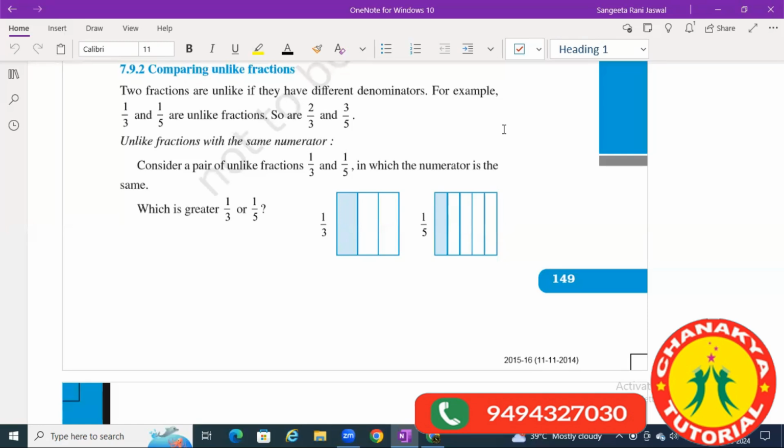Ma'am, in exercise 7.3, you gave question 9 as homework. Okay, that was match the following. Have you done that? Yes, ma'am, I have done it. Good.